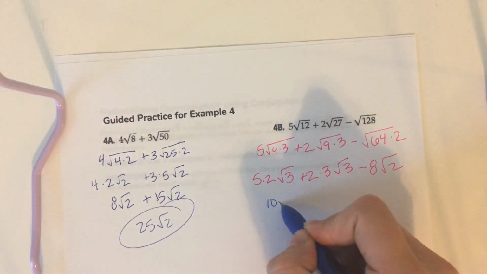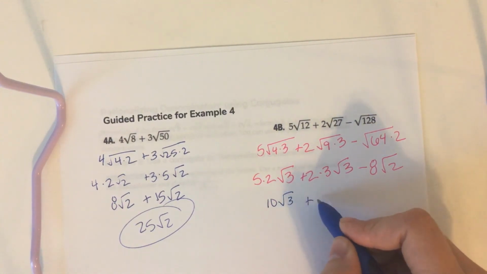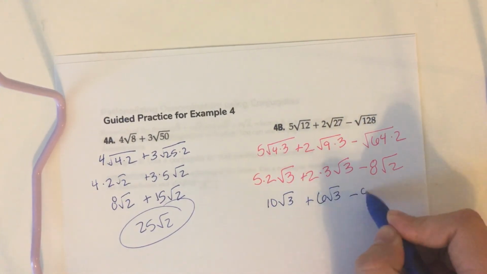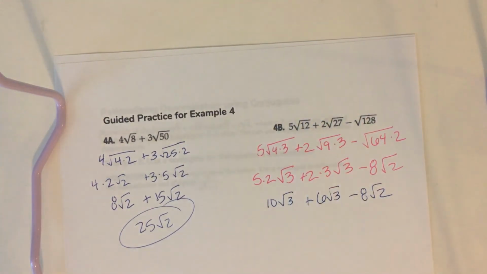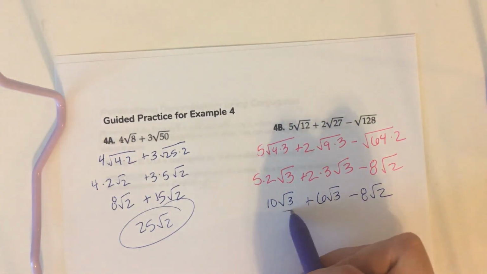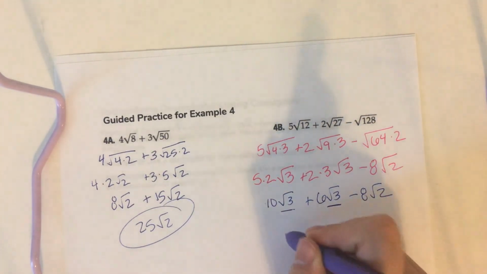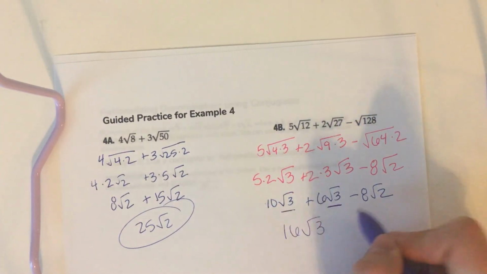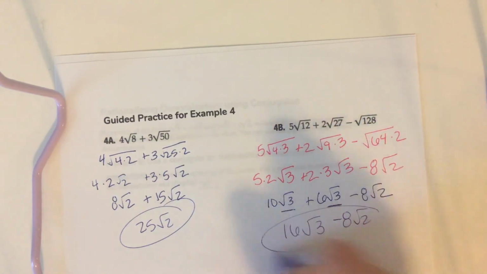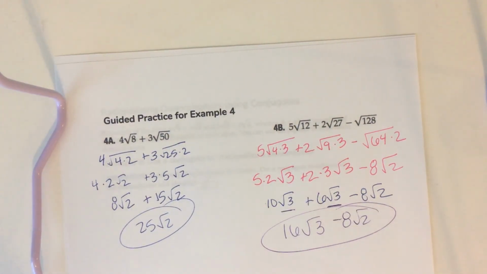This changes to 10 square root 3 plus 6 square root 3 minus 8 square root 2. Gotta see what I combined. Well, the only terms I have here are this square root 3. So I have 10 plus 6, 16 square root 3 minus 8 square root 2. And that's how we would go about adding and subtracting like radical terms.